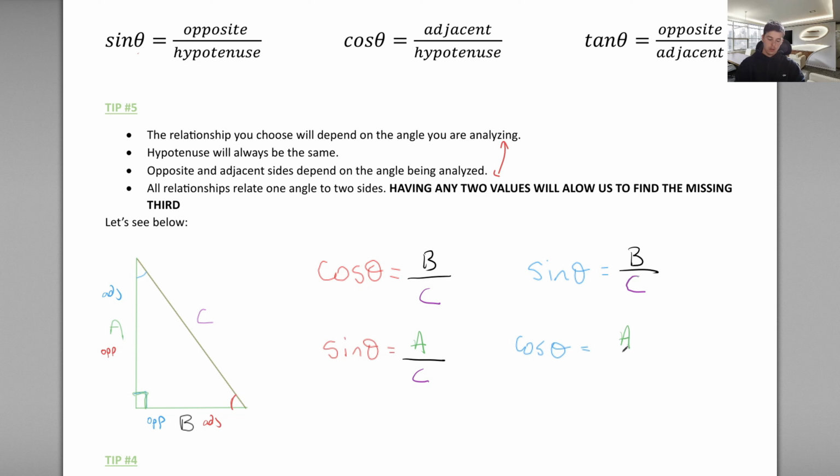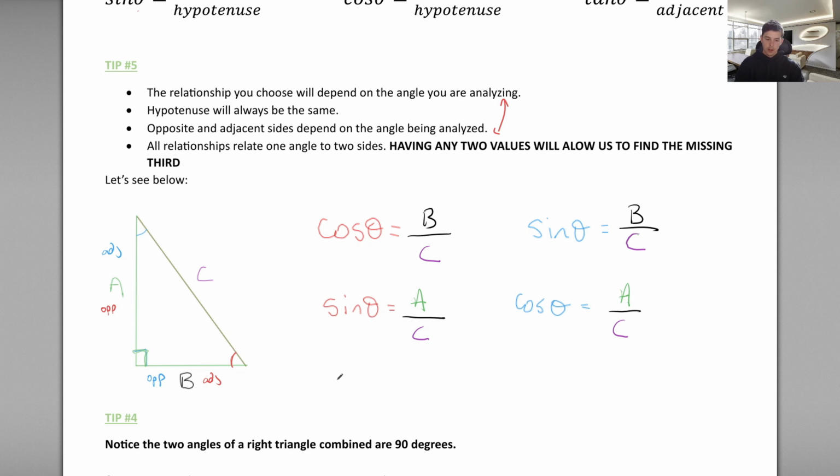A divided by the hypotenuse, which is C. As you can see, the cosine of the right angle is equal to the sine of the blue. All right, and the sine of the red is equal to the cosine of the blue and vice versa. So this is a very cool thing to notice.